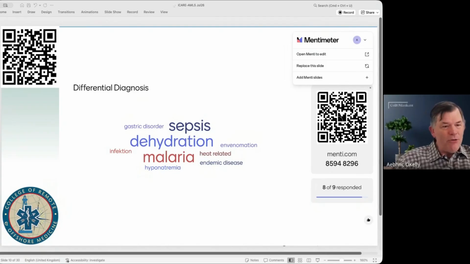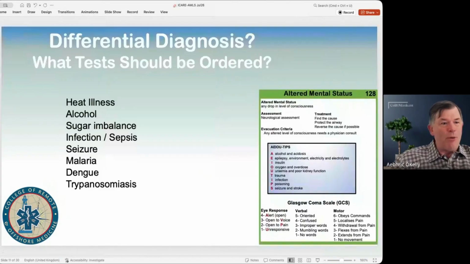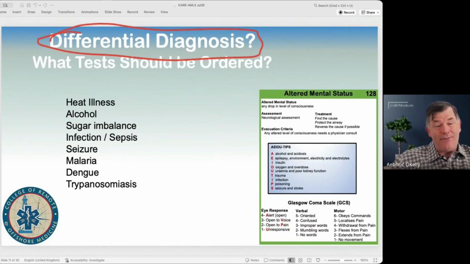We're going to go with sepsis, dehydration, malaria, and two more. Infection, general infection. I'm all right with that. Oh, envenomation. That's interesting. D disability is also D differential diagnosis, and it's also D diagnostic tests. So let's see what I have. I put a bunch of stuff up here. Now we have our 5 or 8 differential diagnoses.